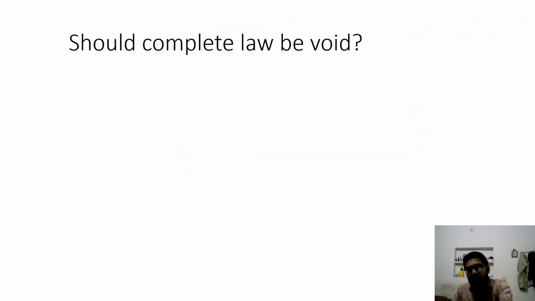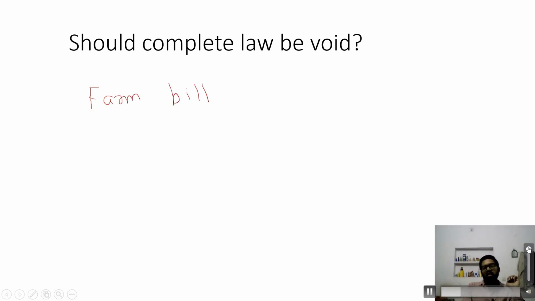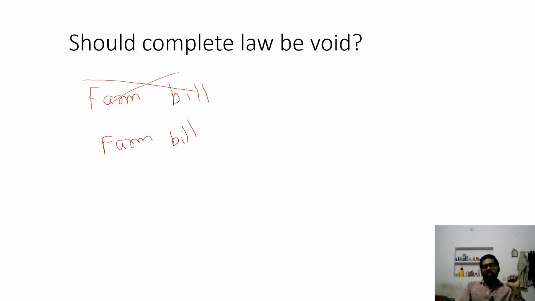Now, again, we have the same question. Should the complete law be void? Like, take the example of the Farm Bill. What was the case of the Farm Bill? Was the complete Farm Bill wrong? No. There was something good in the Farm Bill. There was something bad in the Farm Bill. So it is not a good thing to remove this complete bill because it is a time-taking process.